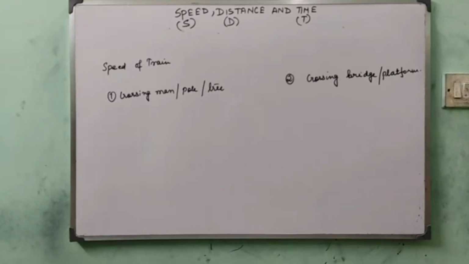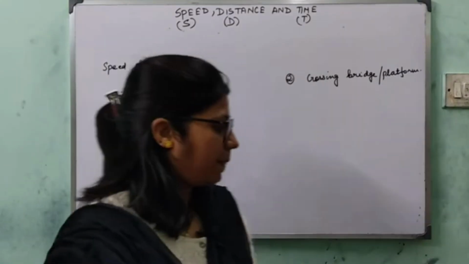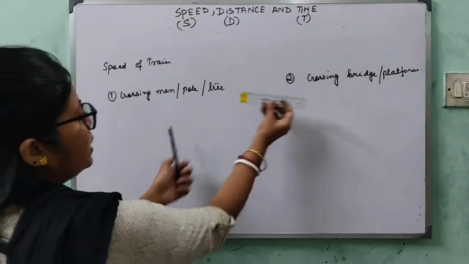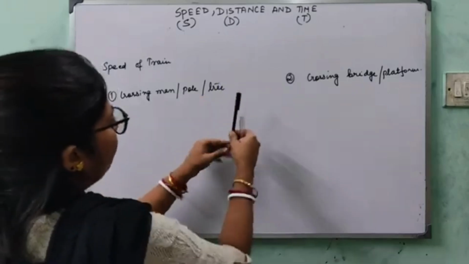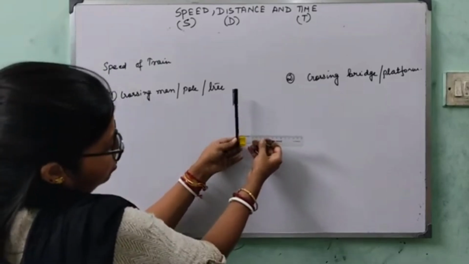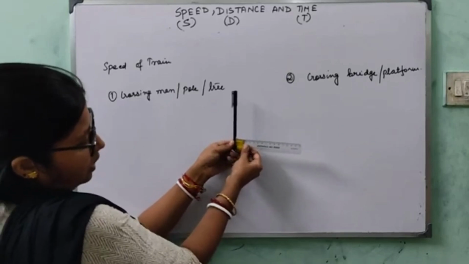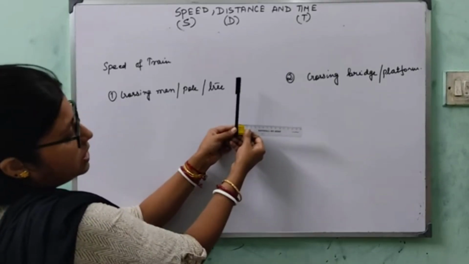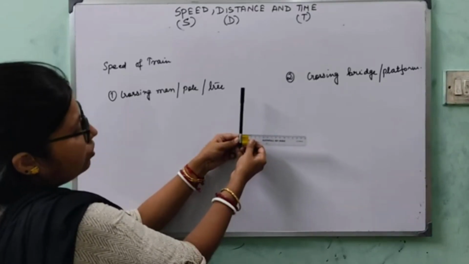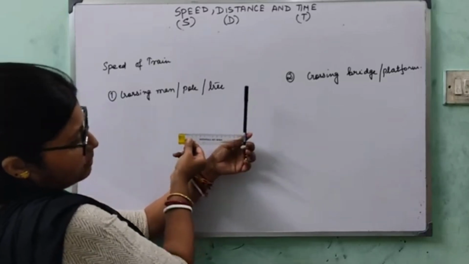Now for this you need to understand something practically. Say for example, let this scale represent the train and let this pen represent the pole. Now suppose when the train is over here, that is the train is about to cross the pole. So the starting point of the train is marked in this yellow slip of paper. Now when do I say the train crosses the pole? That is when the end of the train is at this position.